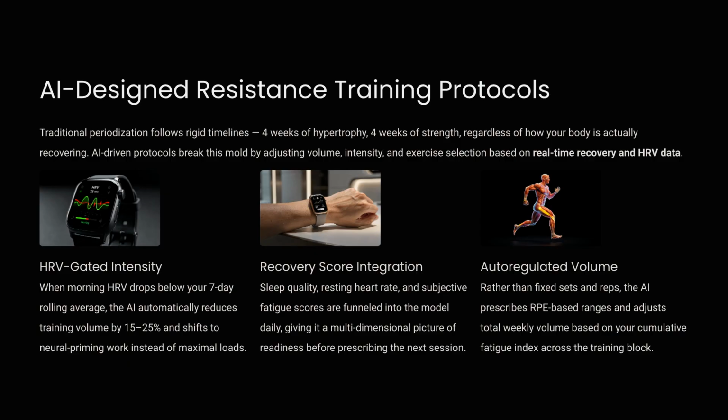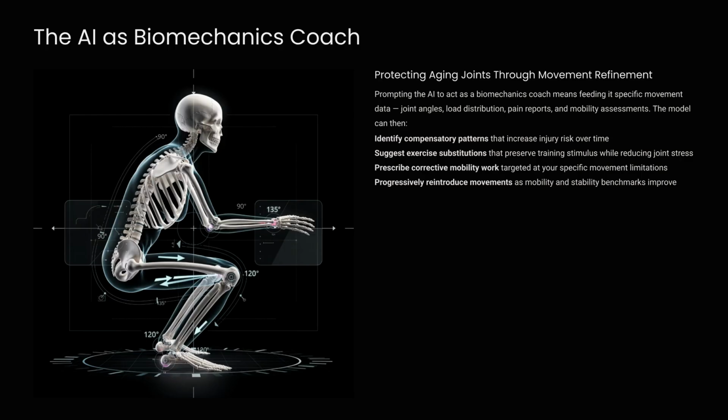Intensity is HRV-gated, reducing volume when heart rate variability drops. Recovery scores from sleep and fatigue are integrated daily, and volume is auto-regulated based on RPE-based ranges and cumulative fatigue. The AI acts as a biomechanics coach to protect aging joints. By feeding it joint angle data, load distribution, and pain reports, the model can identify compensatory patterns, suggest exercise substitutions, and prescribe corrective mobility work.